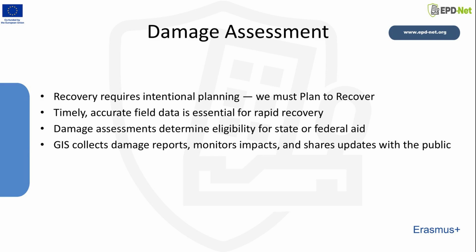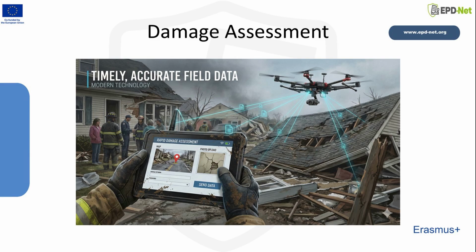Damage assessment is essential because recovery must be planned. We must plan to recover. To do that, we rely on timely and accurate field data, which allows us to understand the true impact and begin recovery quickly. These assessments also determine whether communities qualify for state or federal aid, making good documentation critical. GIS supports this entire process by collecting damage reports, monitoring impacts, and sharing updates with both officials and the public. With GIS, we turn post-disaster information into clear, actionable insight, helping communities recover faster and more effectively.